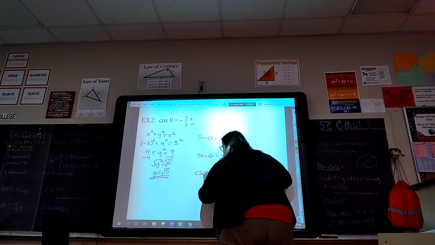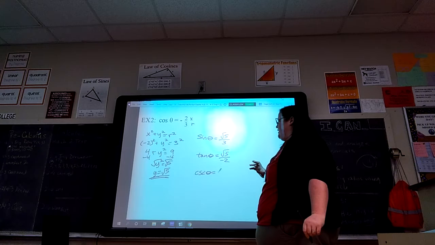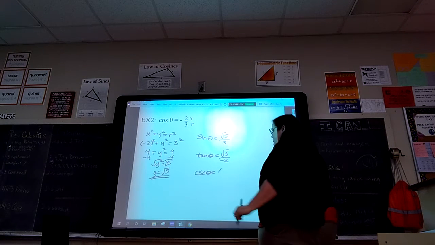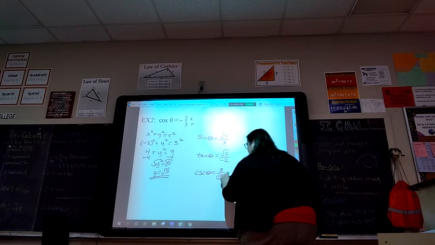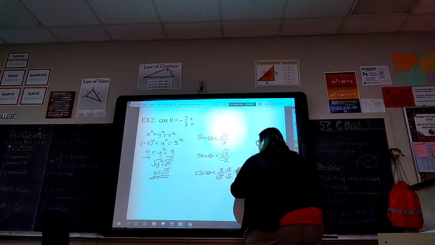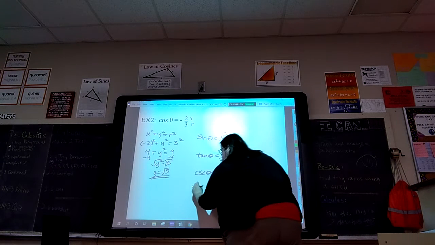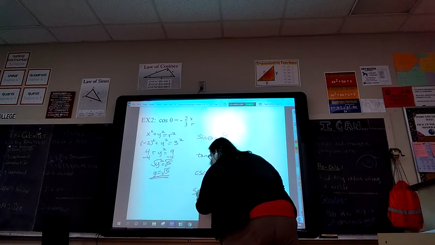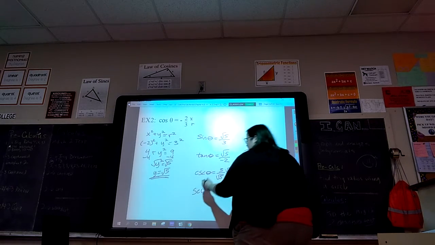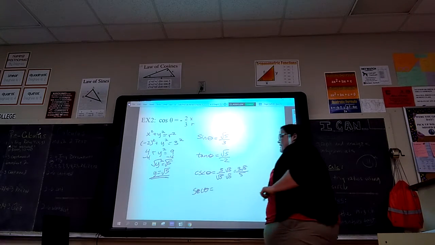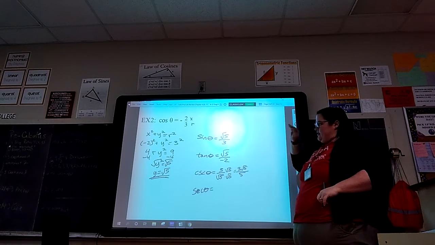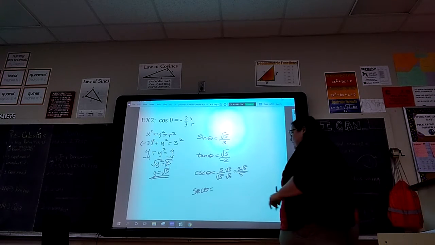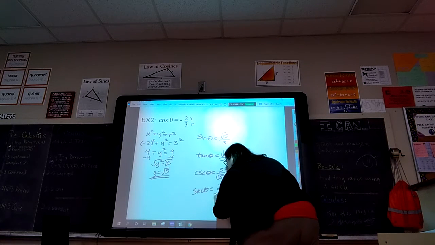Cosecant is the reciprocal of sine. So sine was y over r. So cosecant is r over y. So we have to fix that square root of 5. So I have 3 square root of 5 over 5. Secant is the reciprocal of tangent, or not tangent, cosine. I would write it tangent when I said that. Sorry. So secant is the reciprocal of cosine. So cosine was x over r, so secant is r over x, so 3 over -2.